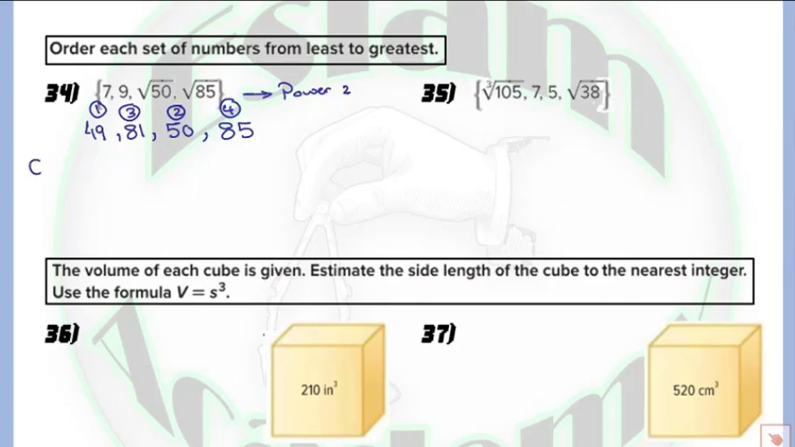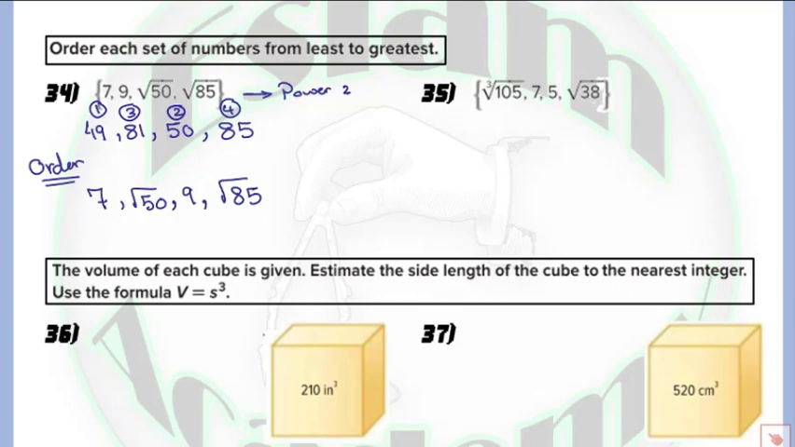So now we can write the order. The square root of 49 equals 7. And the square root of 50 will be equal to root 50. Number 3 will be equal to 9. And the last one will be equal to the square root of 85.